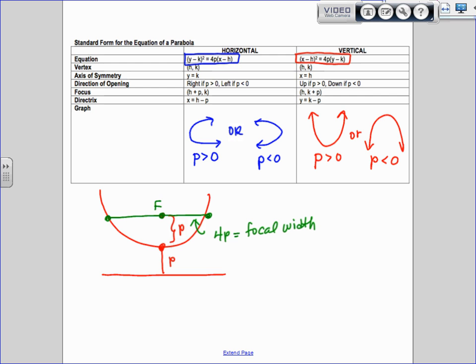The old school word for this, which we no longer use because I teach high school students all day long and it's goofy, is the latus rectum. Gets giggles every time.